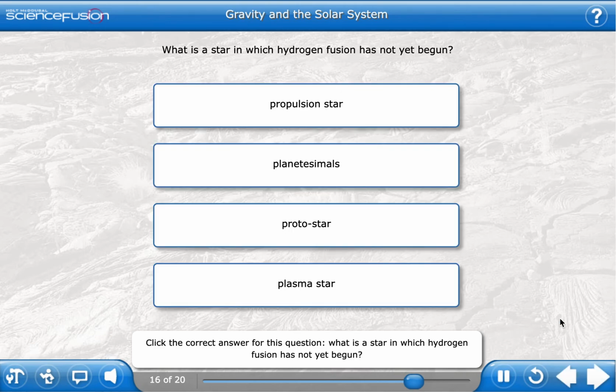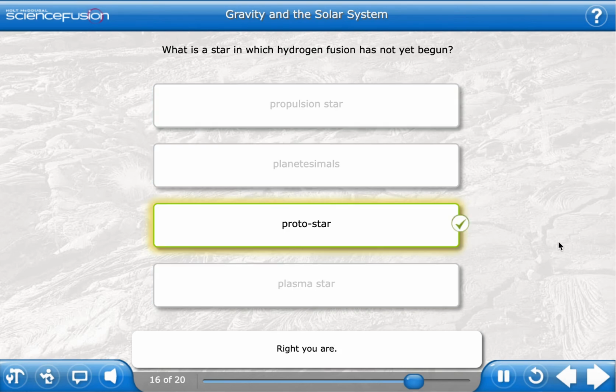Click the correct answer for this question. What is a star in which hydrogen fusion has not yet begun? Right you are. A protostar has not yet begun fusion.